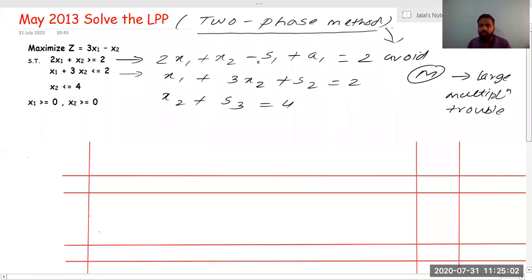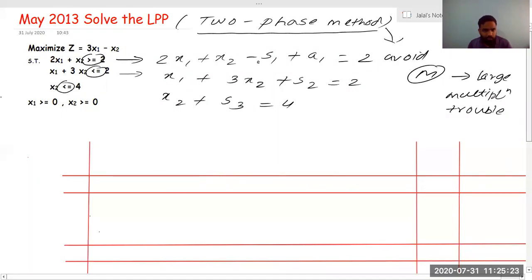In exam, if it is mentioned, you have to solve it by two-phase. But if it is not mentioned, you can use either of the methods. So when do you use two-phase? Whenever there is a mixed constraint. Like what is the condition for big M? When there are mixed constraints, we solve it by big M. Similarly, if there are mixed constraints, we can even solve it by two-phase.